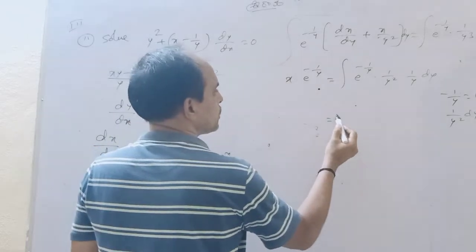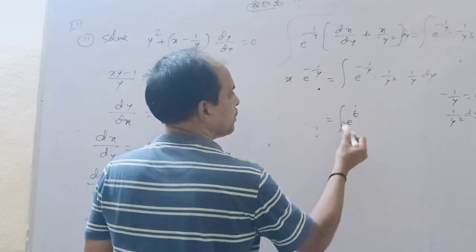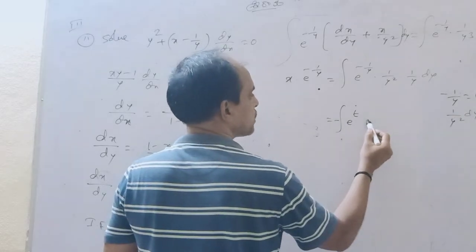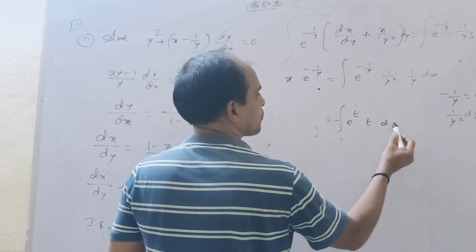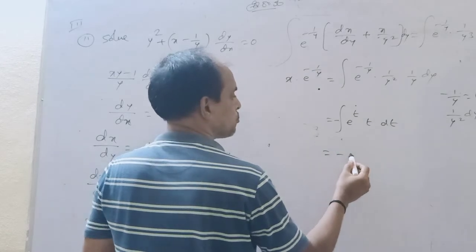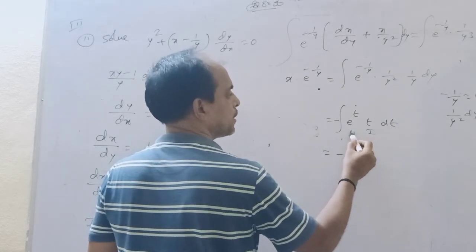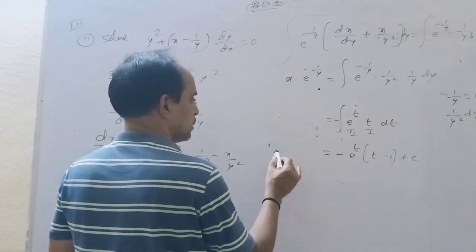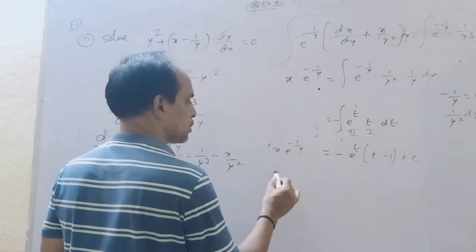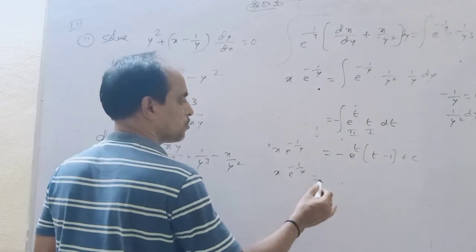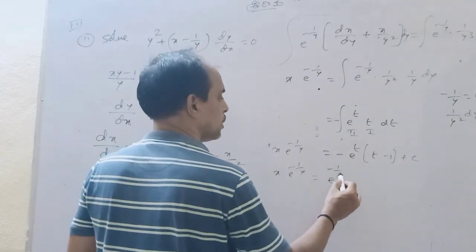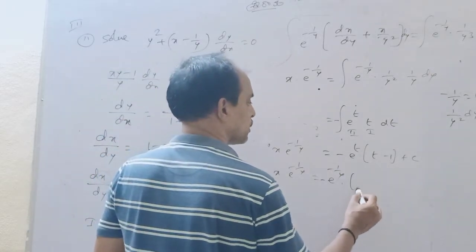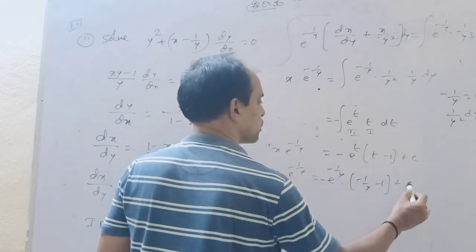Now this is e to the power of t, 1 by y square dy is equal to dt, 1 by y is equal to minus t, dt. Minus t dt. So minus of by parts. Again the same model, e power t into t minus 1 plus c. This is all x into e power minus 1 by y. x into e power minus 1 by y is equal to e to the power of minus 1 by y into minus 1 by y minus 1 plus c.